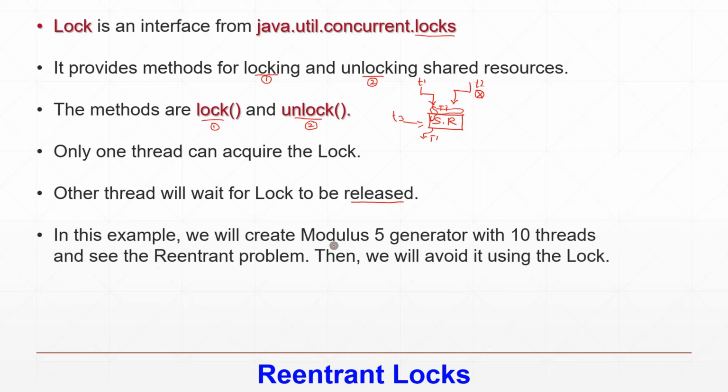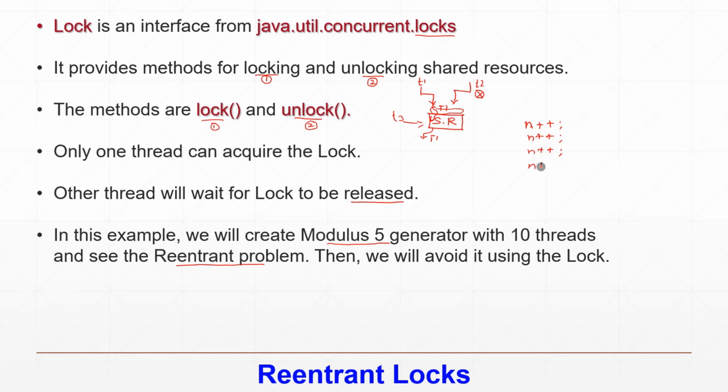In this example, we will create a modulus 5 generator with 10 threads and see the reentrant problem. Then we will avoid it using the lock and unlock for the resource. So for example, all 10 threads are going to use the modulus generator, and if there is a number n, it will increment the n 5 times like this. So just for experiment purposes.